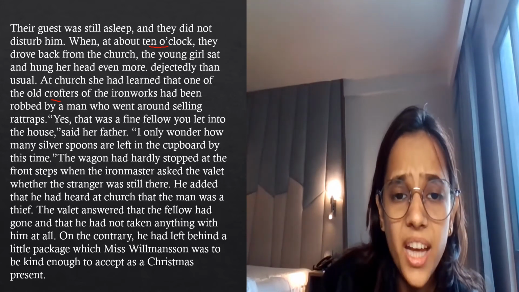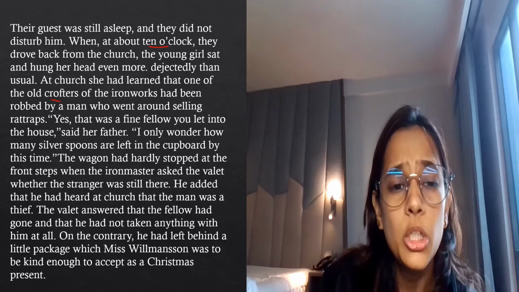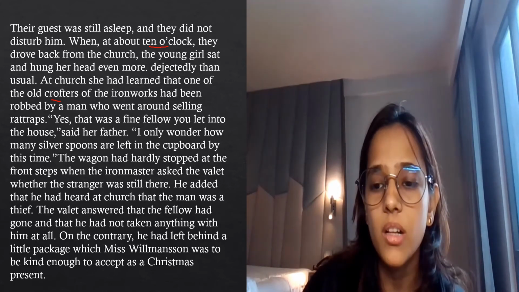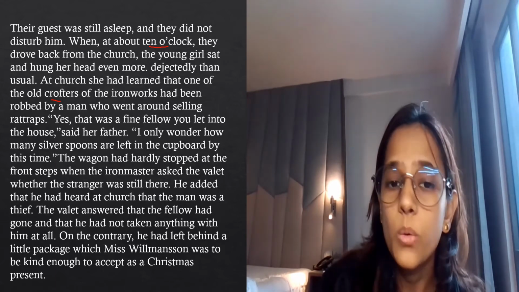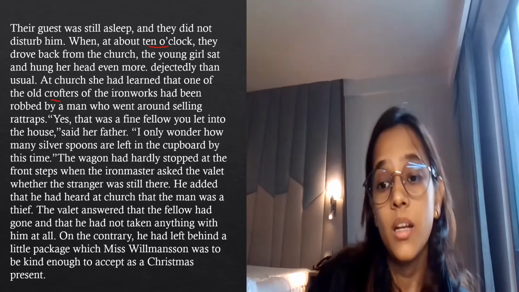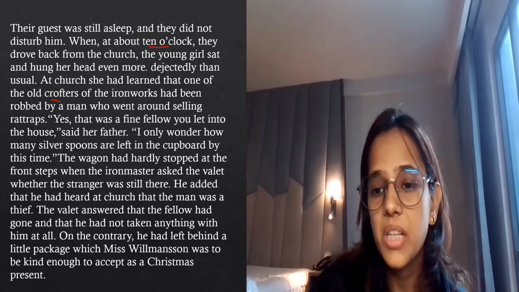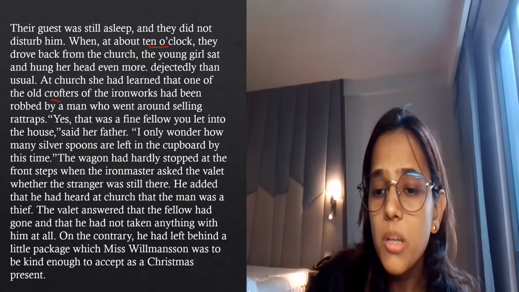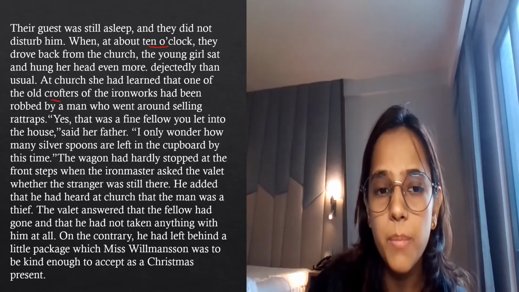Yes, that was a fine fellow you let into the house. Now the father is saying, the boy you were calling very good and all that, well, keep him. I only wonder how many silver spoons are left in the cupboard by this time. Now the Iron Master was feeling so bad, wondering what all he might have stolen from the house. He must have stolen the silver spoons too, who knows how many are left.